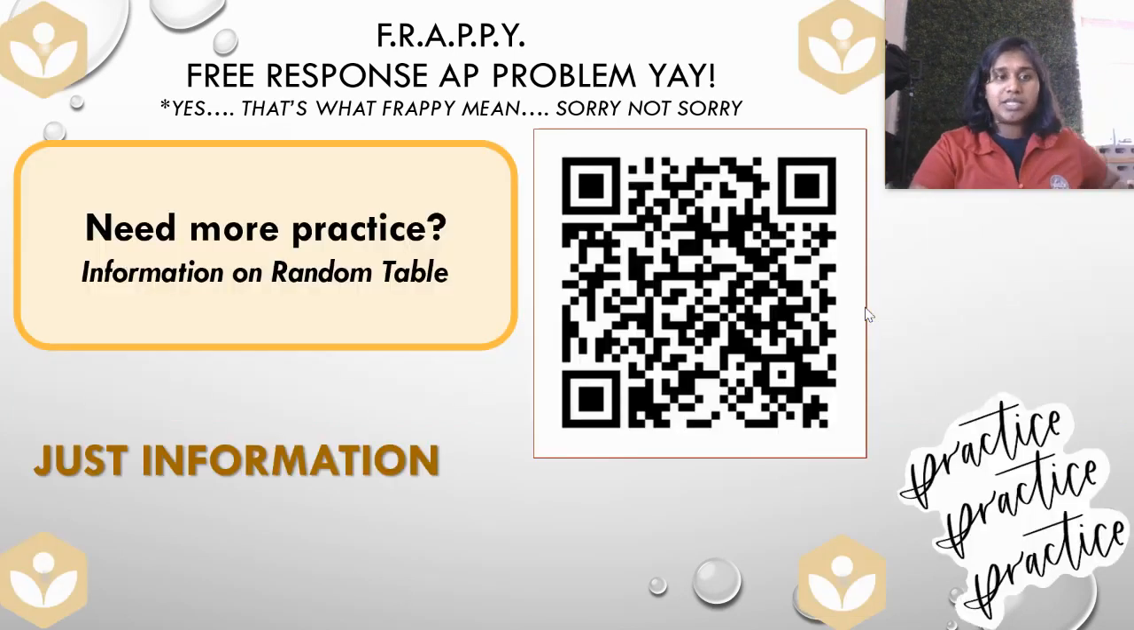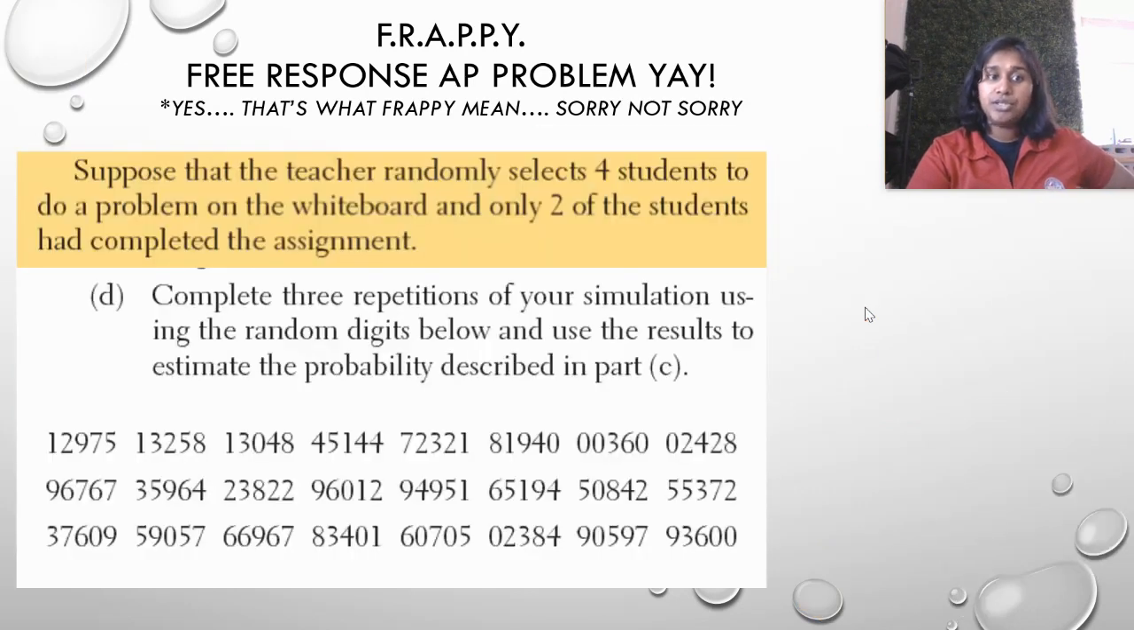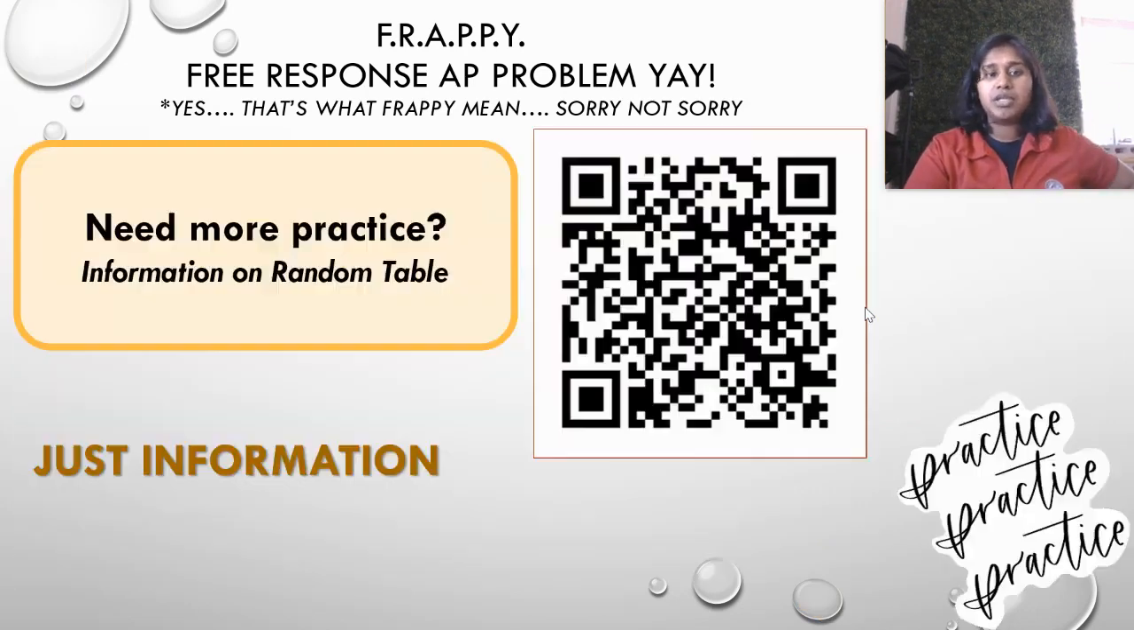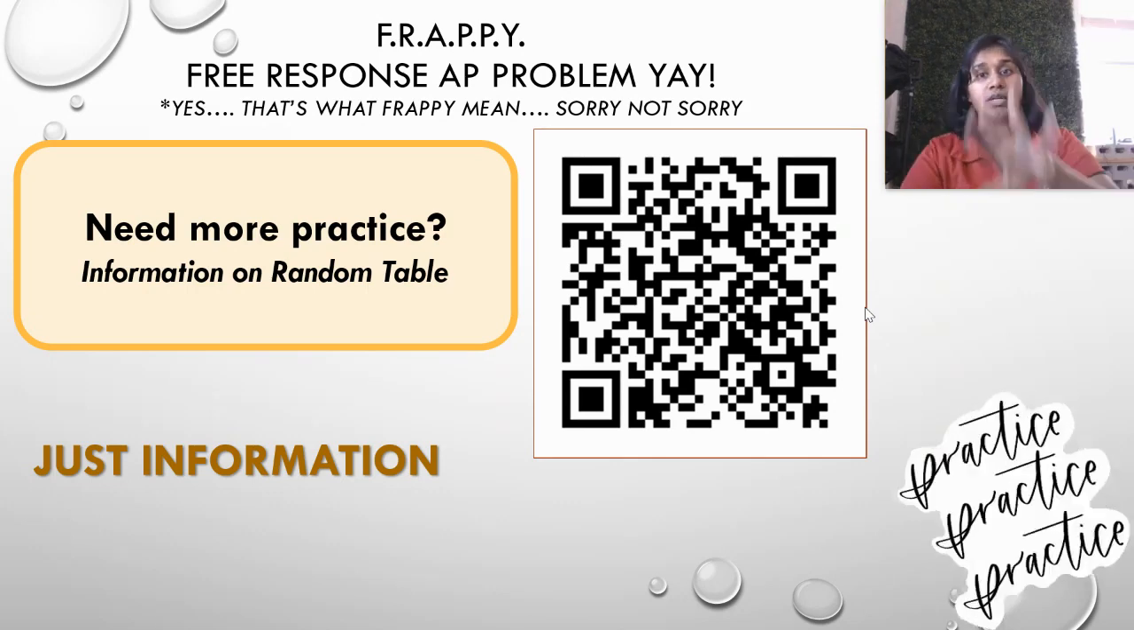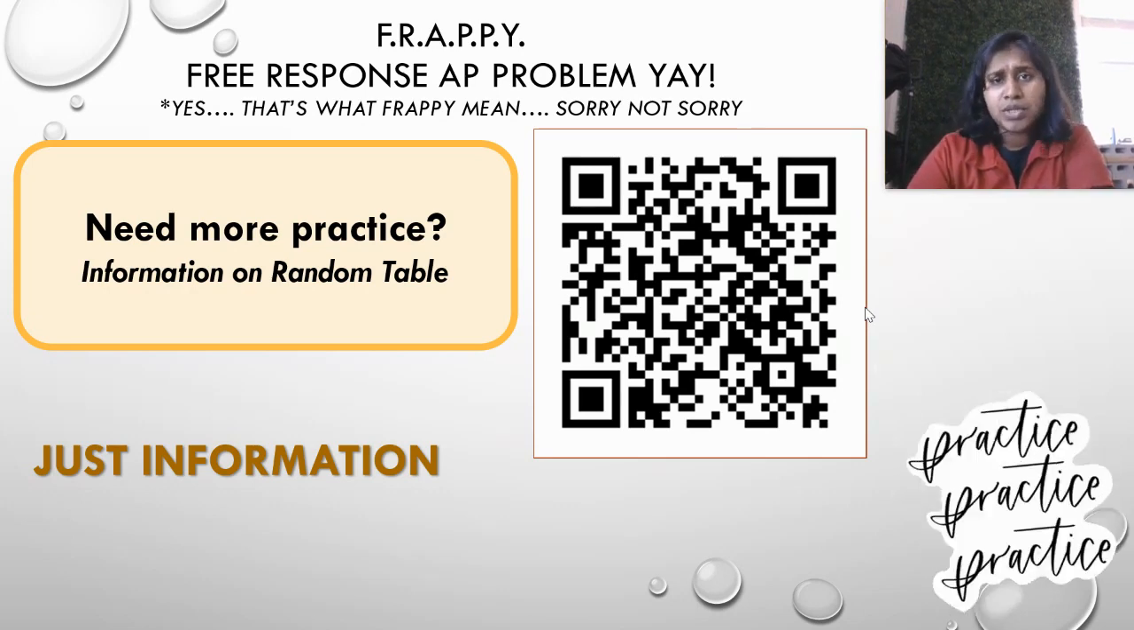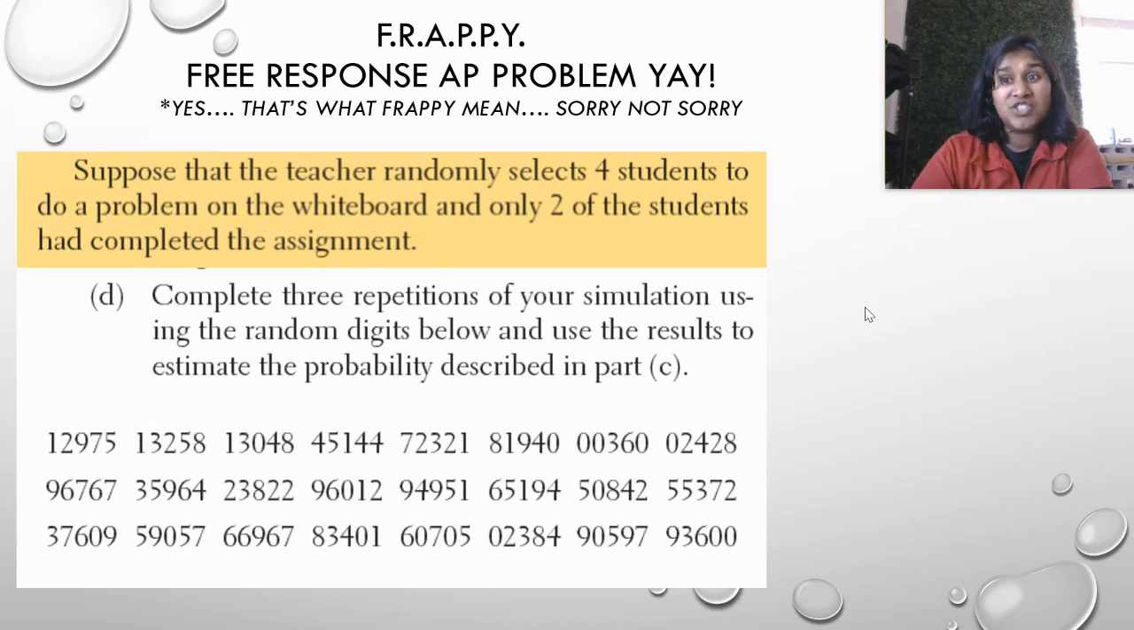So let's walk it through because guess what question D wants us to do? Complete 3 repetitions of the simulation. Going back really quickly, if you're still struggling with random tables, because I know that's hard, here's a visualization and a little web page about how to use the table of random digits. And of course, you can Google it for yourself, or you can just see this video slide where I'm going to go ahead and do that for you.